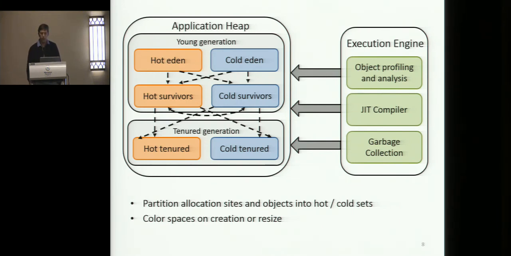Next, we use profiling and analysis from the execution engine to partition the allocation sites into hot and cold sets. If an object is allocated from a hot allocation site, it's assigned to the hot space. Similarly, if it's allocated from a cold allocation site, it's assigned to the cold space. Periodically, the JVM may reassign colors for live objects depending on runtime information, such as predicted access patterns or current phase behavior. Finally, we use our Linux kernel framework to communicate the hot and cold space boundaries to the operating system whenever one of these regions is created or resized.